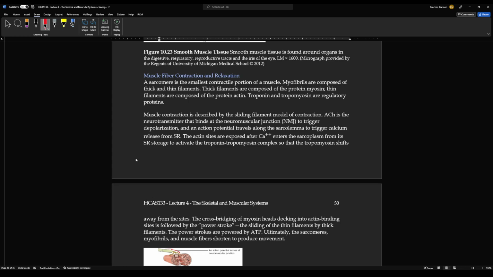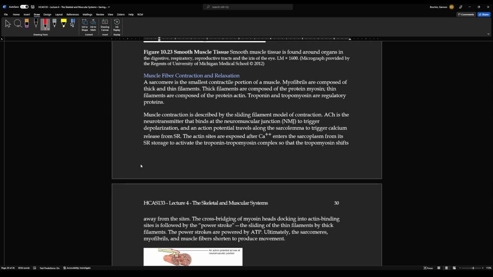All right. Now, there's also two other proteins that we have to talk about, which are troponin and tropomyosin, and they actually regulate the ability of myosin to pull on actin. This idea of myosin pulling actin is called the sliding filament model of contraction. The important thing to remember at the neuromuscular junction, where the axon ends at its synaptic terminal and interacts with the muscle, it has to release a neurotransmitter, which is acetylcholine.